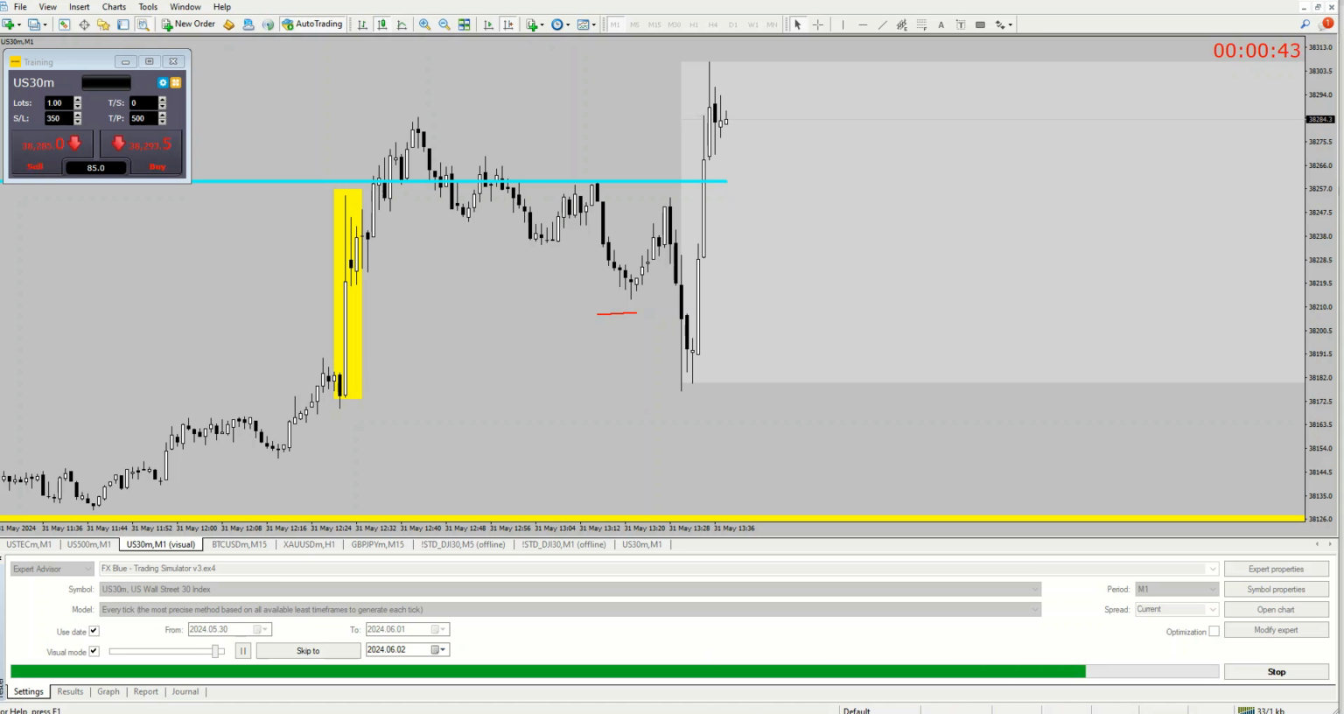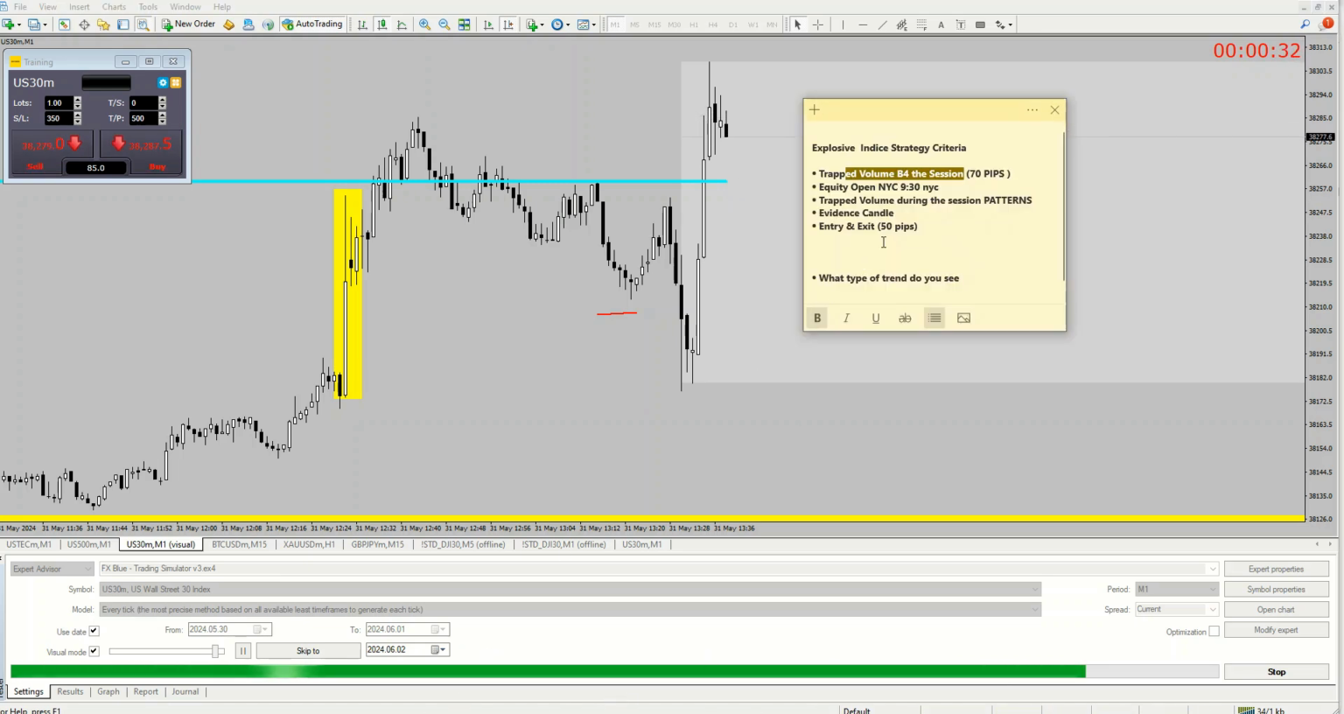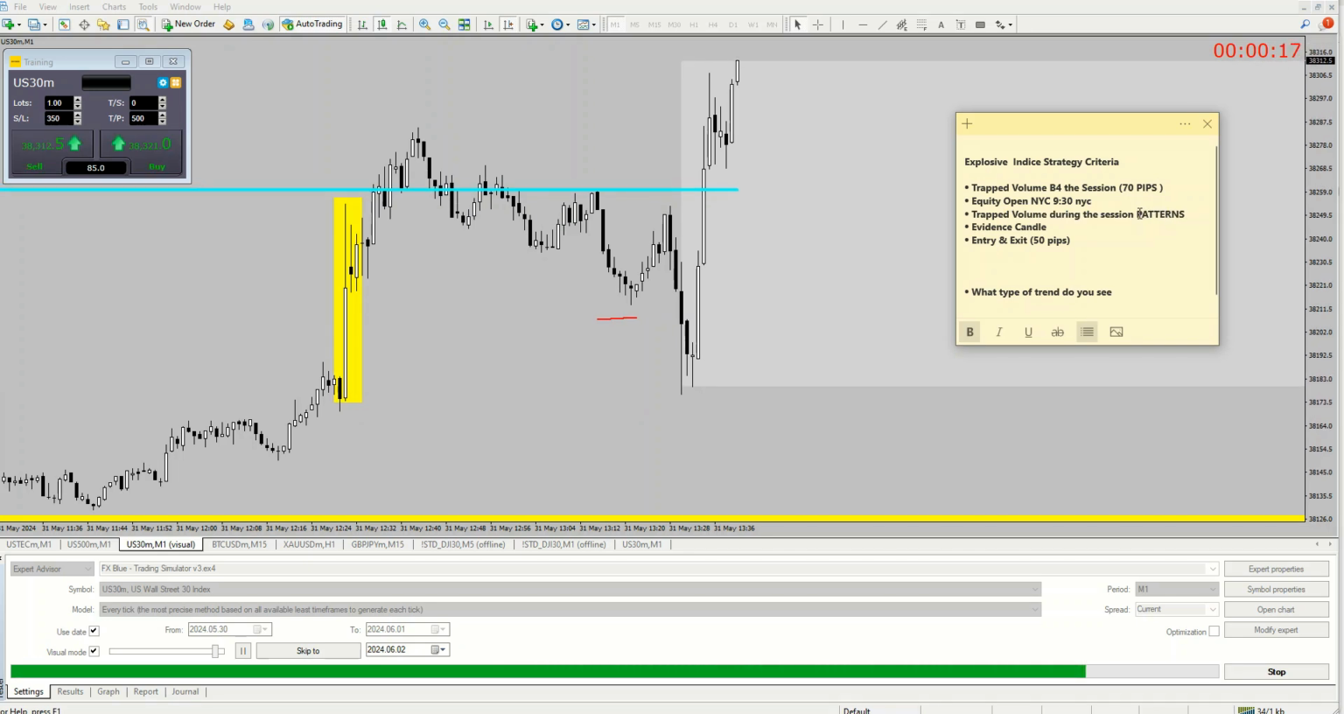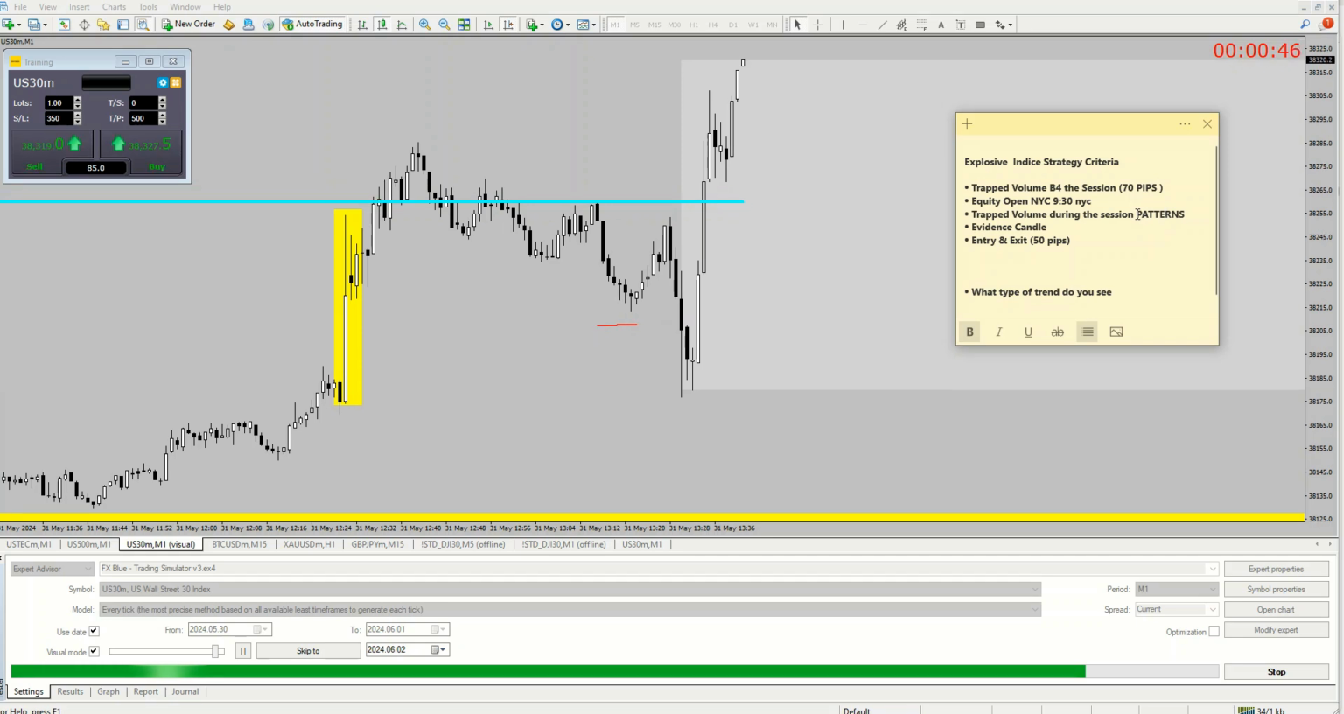Our job now is to do what? Our job now is to, okay, we identify trap volume below. Yes, we have enough space because we have 100 and something pips, and we waited for the equity to open. Now we need a chart pattern. A chart pattern is going to tell us what the insiders are doing, because we don't move the prices, insiders move the prices. So we need to know what they are busy with, and the only way we can know what they are busy with is when we have a chart pattern, okay?